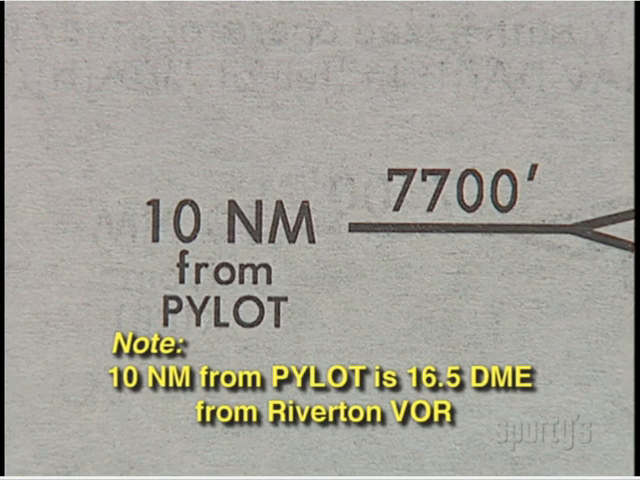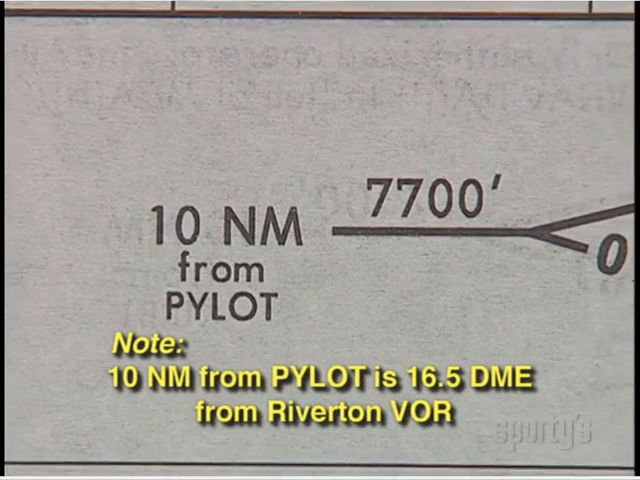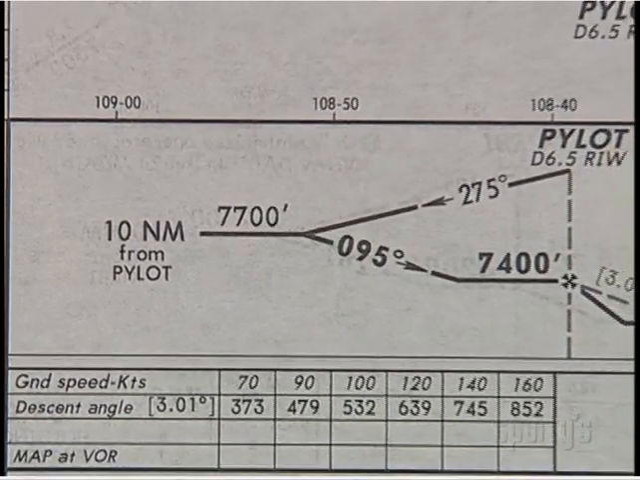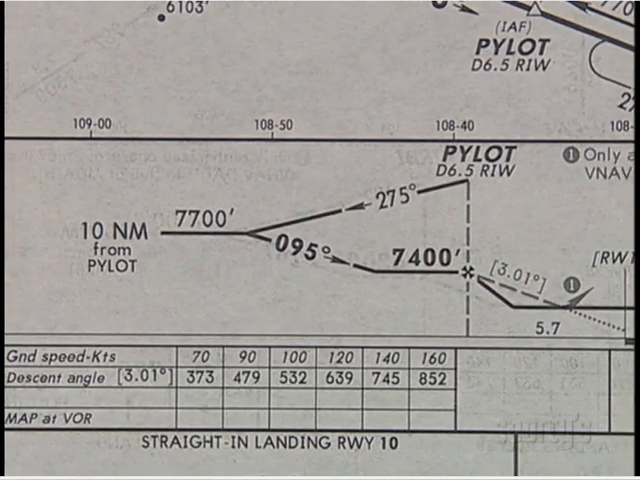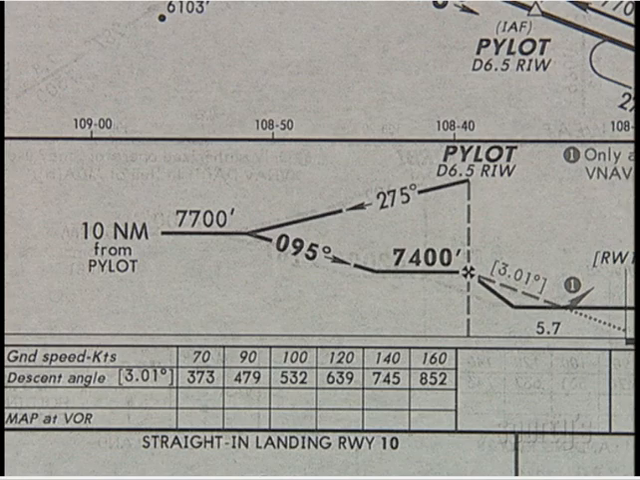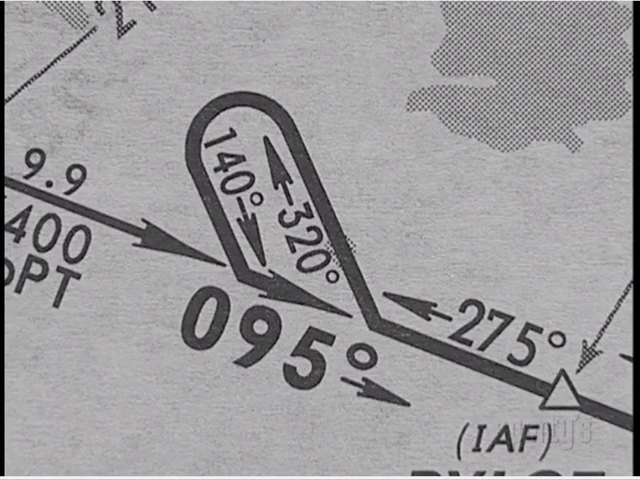Within those limitations, it's entirely up to you where and how to make the procedure turn. Practically, you want to complete the turn far enough from Pilot to give you enough inbound tracking to get established on the approach course before the final segment, which starts at Pilot. The first turn of the procedure turn is mandated by the chart.